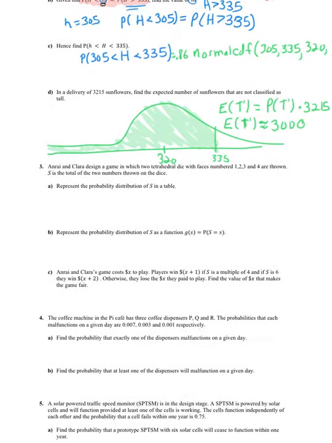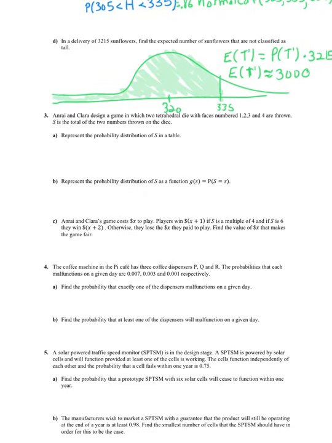Moving on to problem 3 here. This is going to be section 7.5 in your textbook. Represent the probability distribution of S in a table. That's what part A is going to ask you to do. Part B represents the probability distribution of S as a function. So again, check out chapter 7.5 in your textbook for these particular problems. And then part C gives you an expected value problem. All right, so try problem 3, and I will be happy to answer those questions for you.